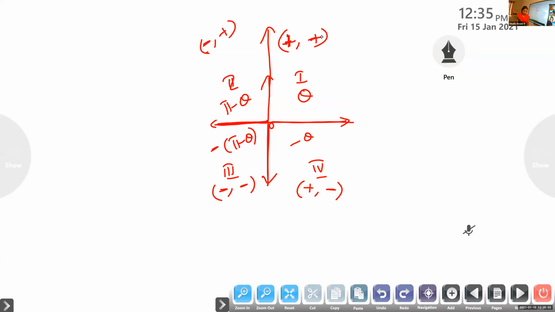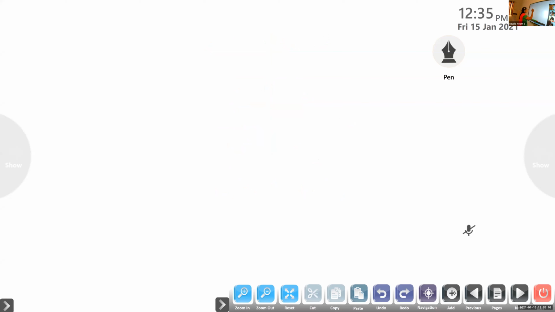Write the question. Represent the number minus 1 minus I root 3 in the polar form.